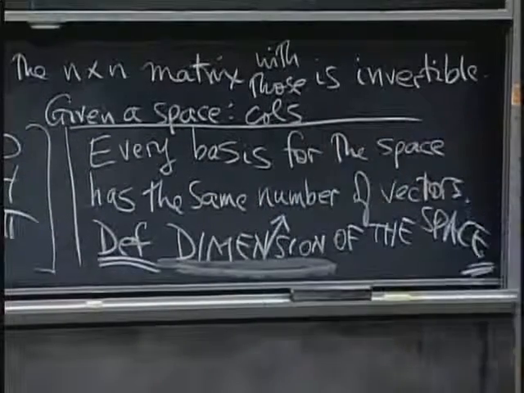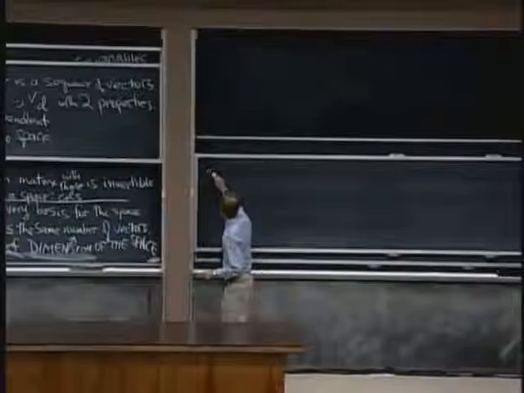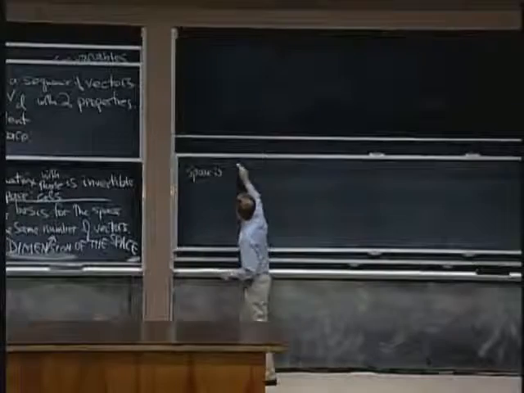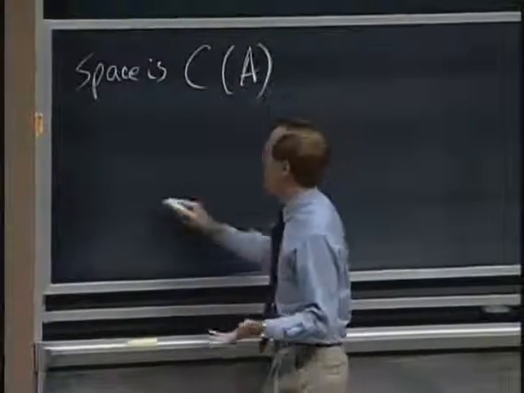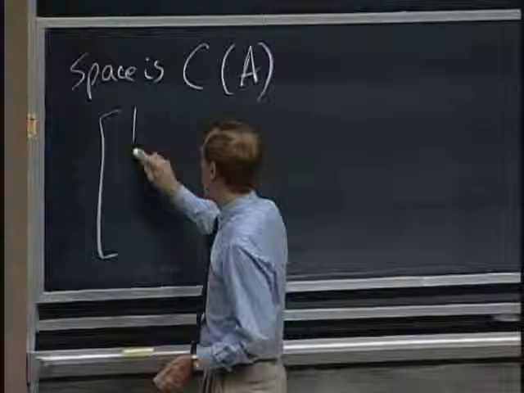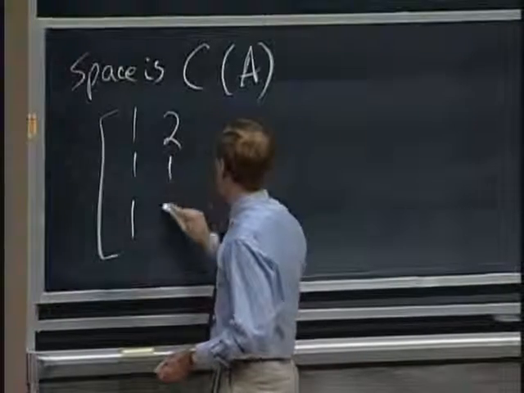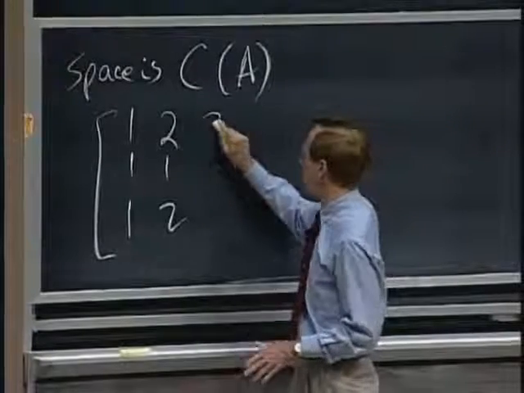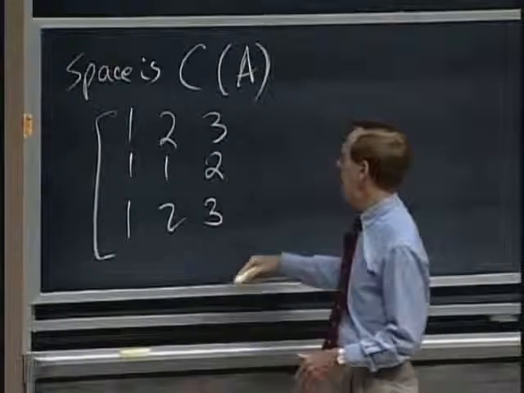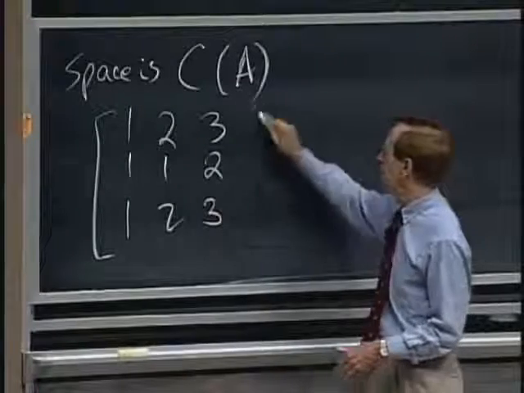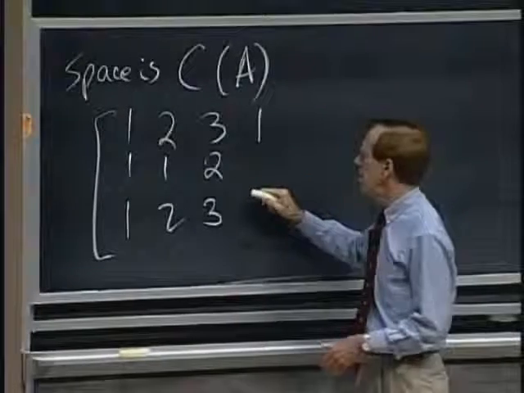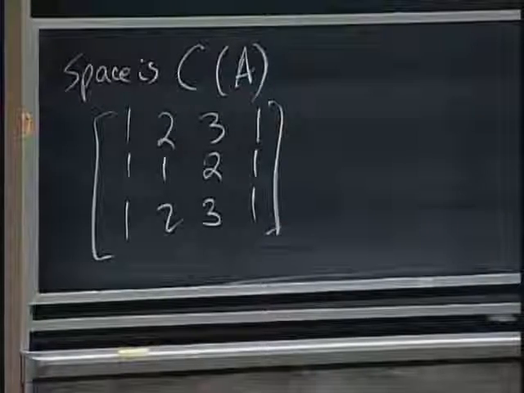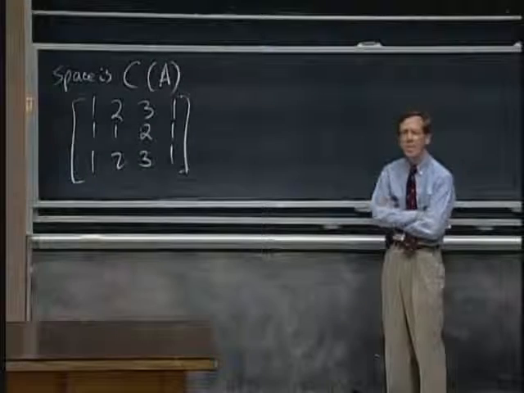Suppose I take my spaces, examples now. Space is, say, the column space of this matrix. Let me write down a matrix. 1, 1, 1, 2, 1, 2, and just to make it clear, I'll take the sum there, 3, 2, 3, and let me put in 1, 1, 1 again. Okay. So that's 4 vectors.